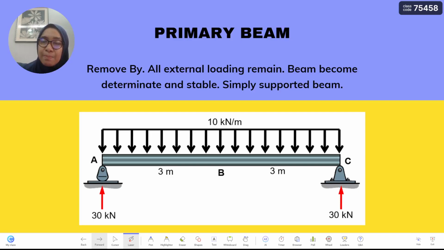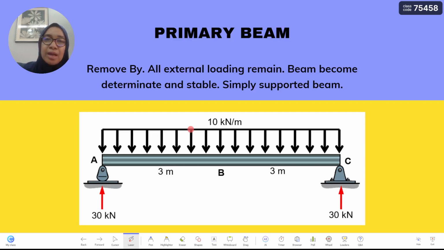So what is inside the primary beam? Okay, just understand it like this. After removing the redundant, it becomes determinate, it is stable. So what remains? All external loading remains. In this case, there is only one external loading, the 10 kN per meter UDL. The only thing that we remove from the primary beam is By, the redundant. So now it is a simply supported beam.